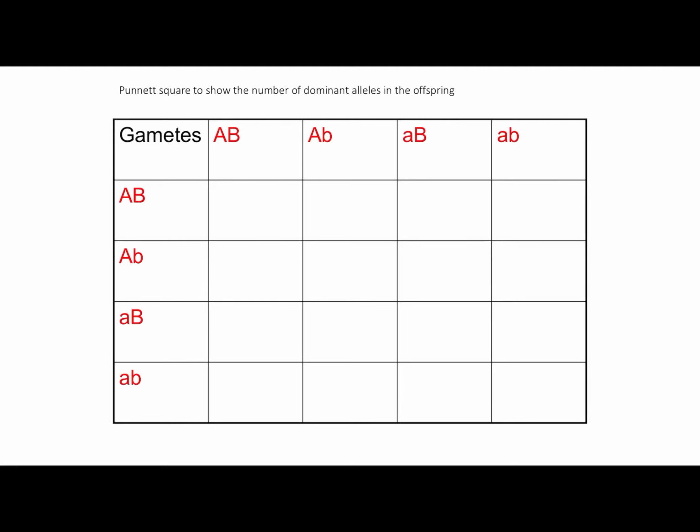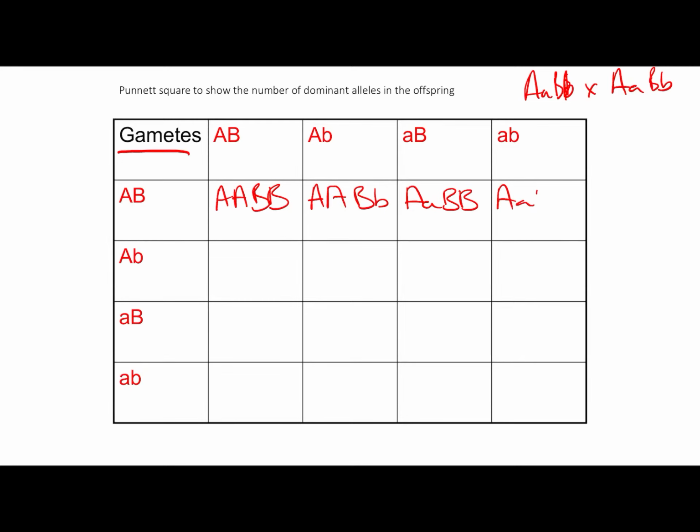So if we've got two heterozygous parents, so if we're crossing AaBb with AaBb, we're going to get these gametes being produced. And I'm not going to fill in the whole lot, but if we just fill in the top row, I'll show you what you need to do. And these notes are on OneNote for you to fill in already. Okay.